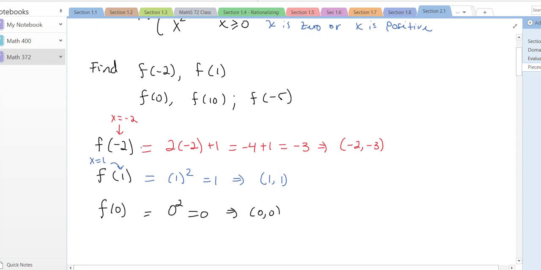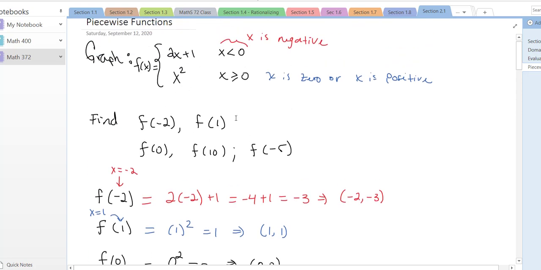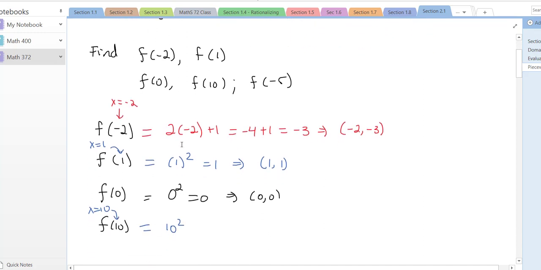And moving on, f of 10 and f of -5. So f of 10, 10 is a number that is greater than 0. Here x is 10. So I'm going to have 10 squared. We're following the x squared piece because we follow that piece when x's are greater than 0. 10 is greater than 0, so we follow the x squared piece, and 10 squared is 100. This gives us the point when x is 10, y is 100.